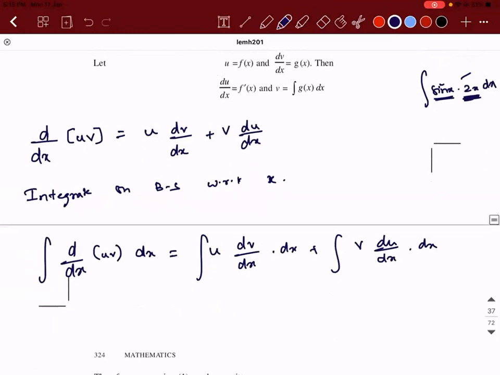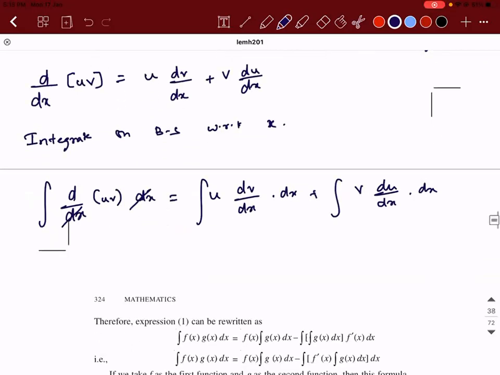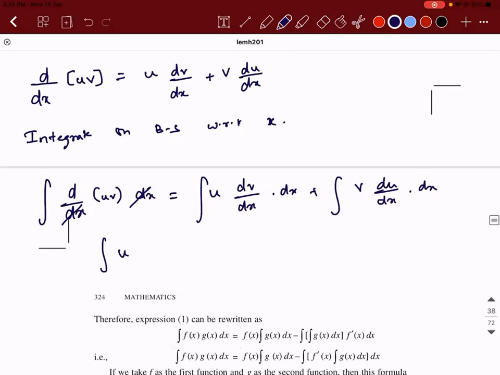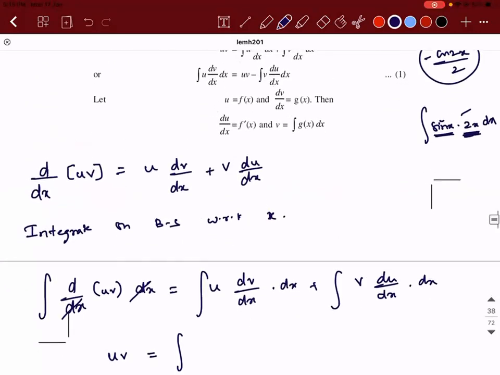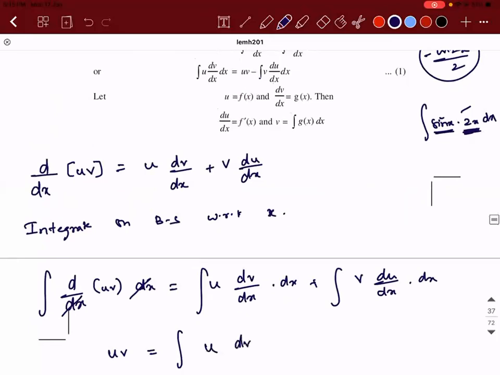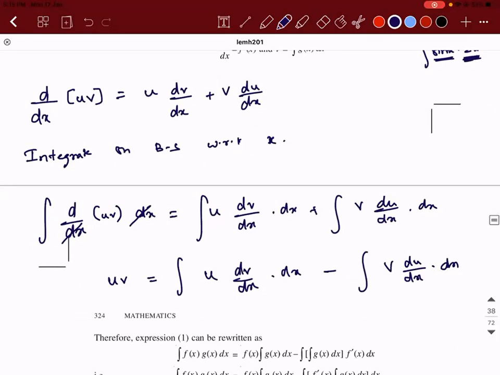Now, listen, I'm not in a hurry to cancel dx on the right hand side. Here I will cancel it. I'll tell you the reason later. So when I cancel it, I will get integral of derivative of u into v. So integral of derivative of uv is going to give me uv is equal to integral of u into dv by dx with respect to x plus integral of v into du by dx with respect to x. Any doubt till this, sir? No, sir. Please make a note. Not minus, it is a plus, sorry.